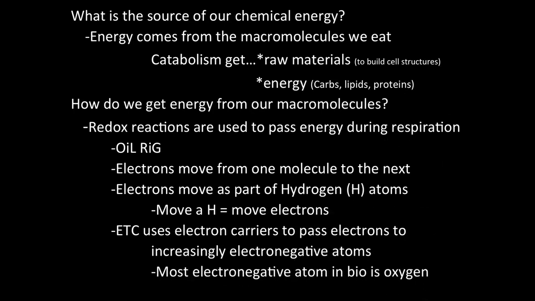A very, very important molecule or atom that is involved in the electron transport chain in cellular respiration is going to be oxygen. So when you're talking about biology, oxygen is one of the most electronegative atoms that you can get. And if you think about our equation, in order for cellular respiration to occur, you need glucose and you need oxygen. So it's going to be involved in our electron transport chain as being an extremely electronegative atom.